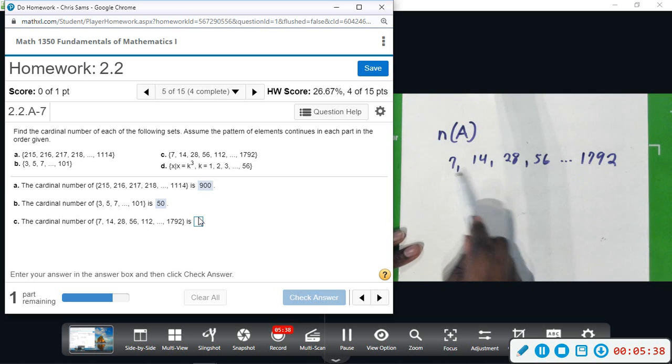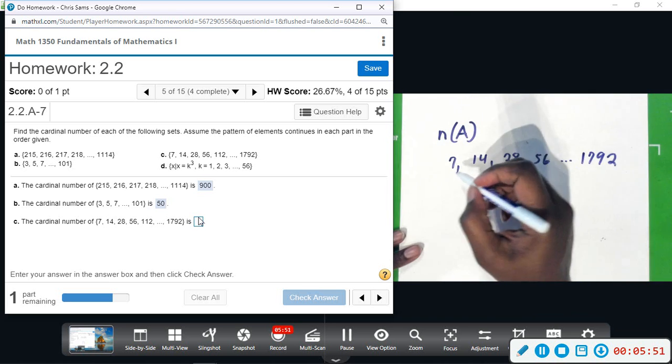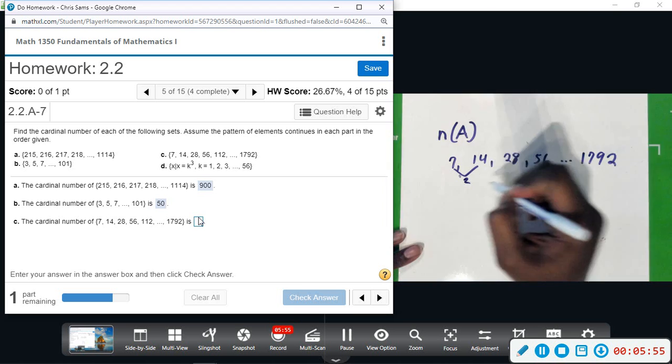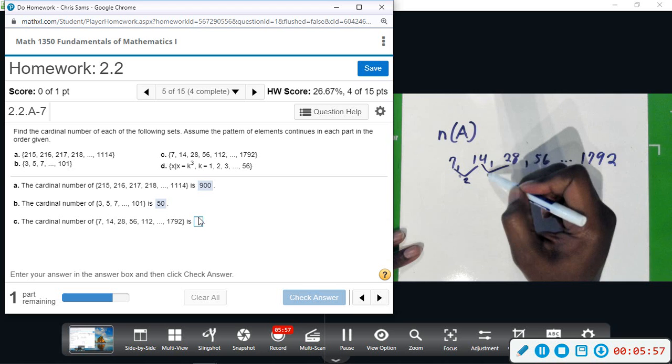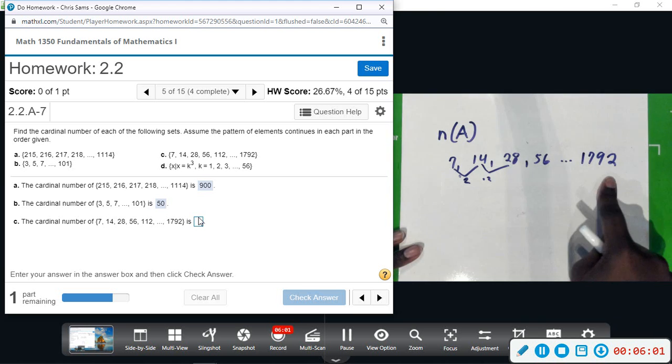So at first it looked like we were adding 7, but then when you get here, adding 7 would give us 21. So that's not the same. So it's not adding. Is it multiplying by the same number? If I take 14 divided by 7, we get 2. So it's like a difference of times 2. And if I times 2 here, 14 times 2, we get 28. So it is multiplying by 2 every time.